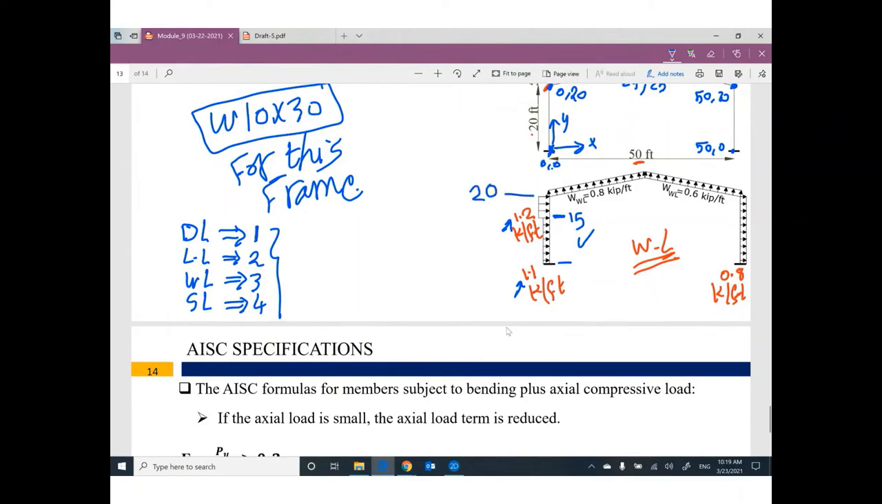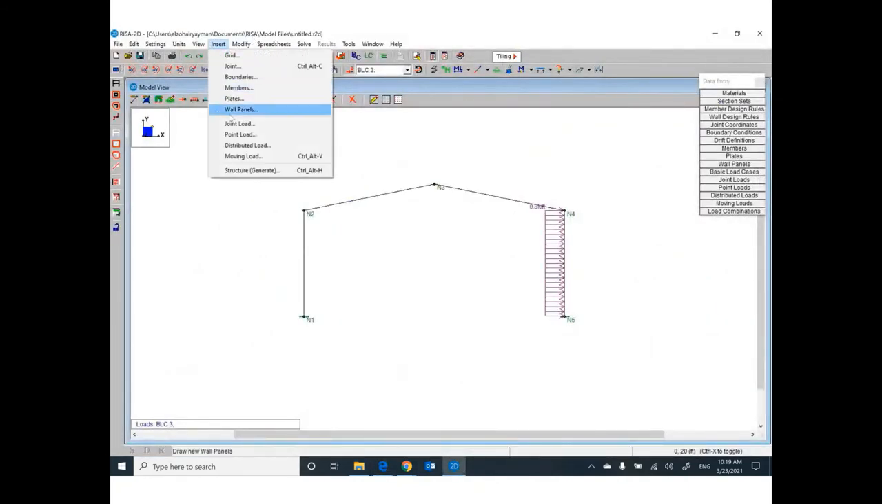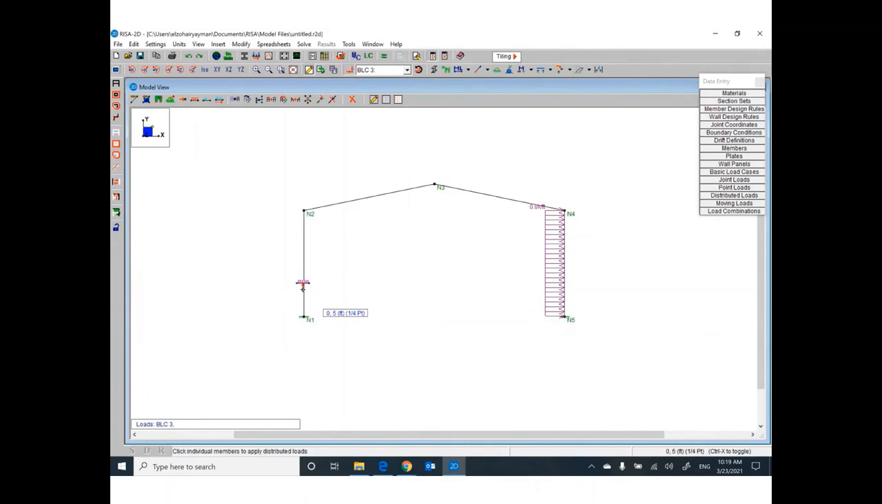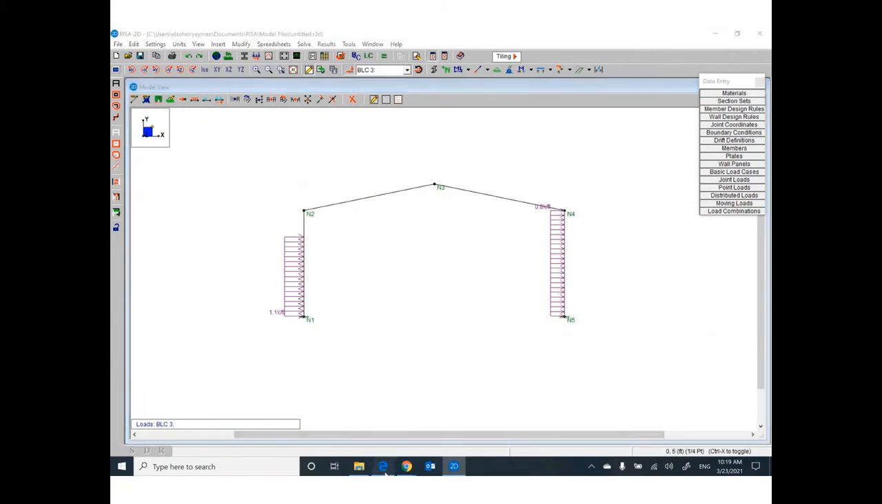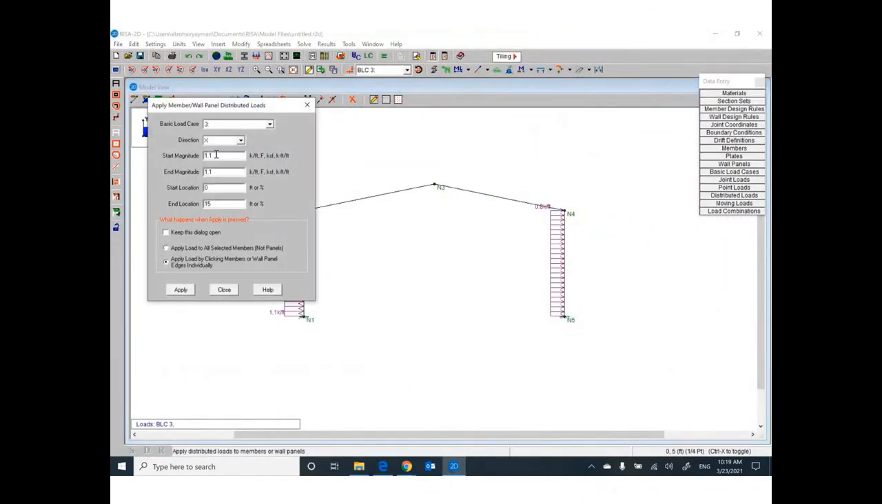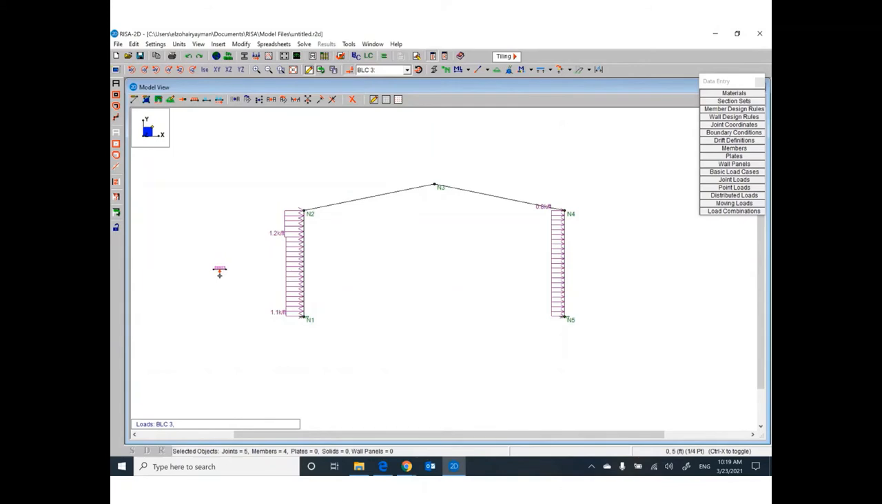So the first one is 1.1 in X direction. Insert distributed load in X, 1.1 at end location equal 15 feet. Apply. There you go. One more time, the second value here, 1.2. Insert distributed load, 1.2. The start location at 15, the end location at 20 feet. Let's see. There you go. This one is 1.1, this one is 1.2.